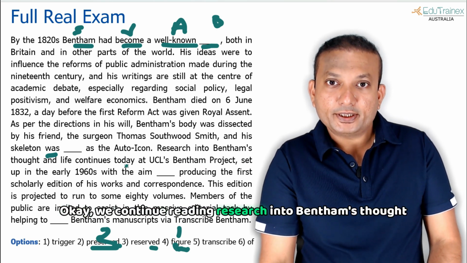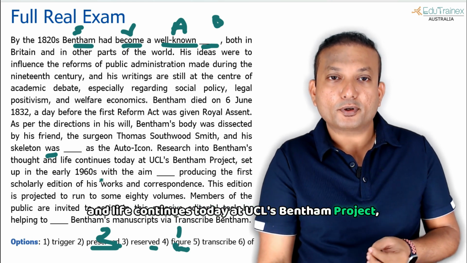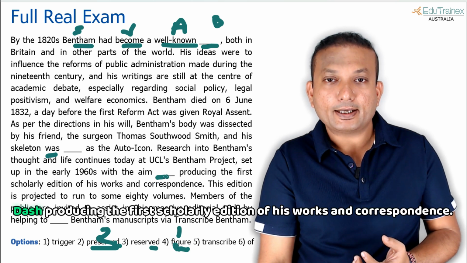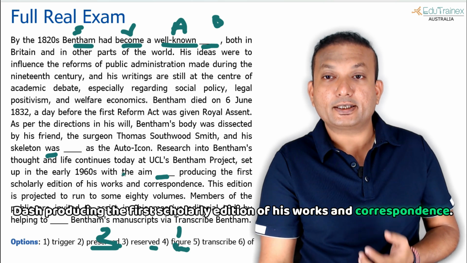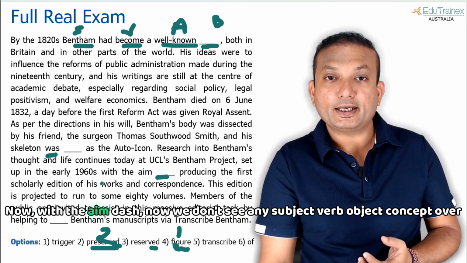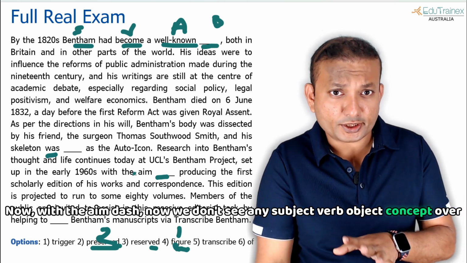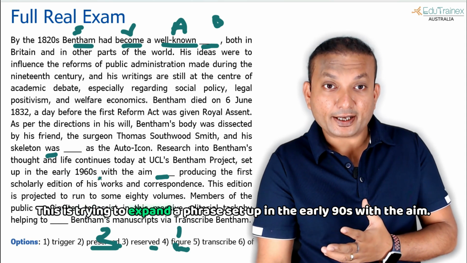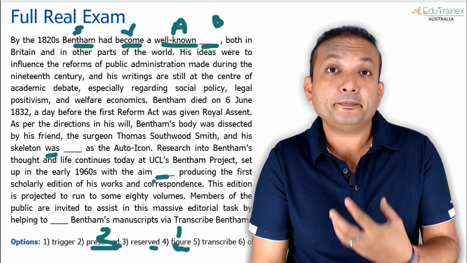Okay, we continue reading. Research into Bentham's thought and life continues today at UCL's Bentham project, set up in the early 1960s with the aim dash producing the first scholarly edition of his works and correspondence. Now, with the aim dash, we don't see any subject verb object concept over here, because we need a preposition here. This is trying to expand a phrase: set up in the early 90s with the aim.